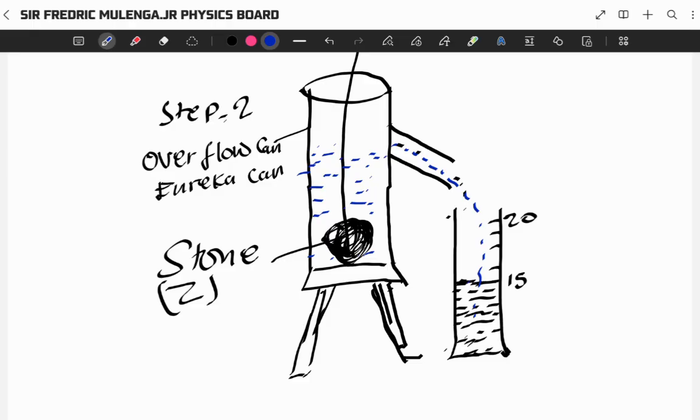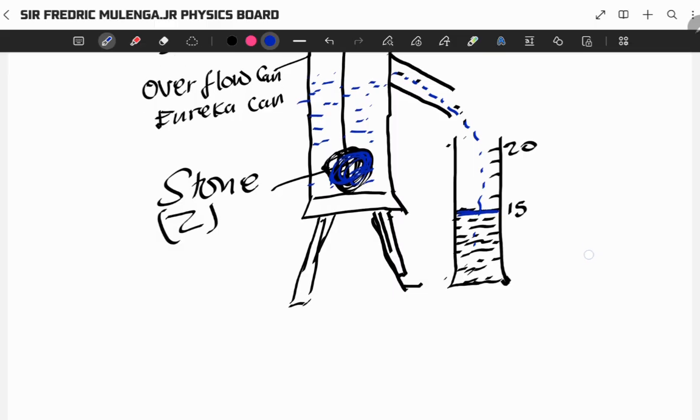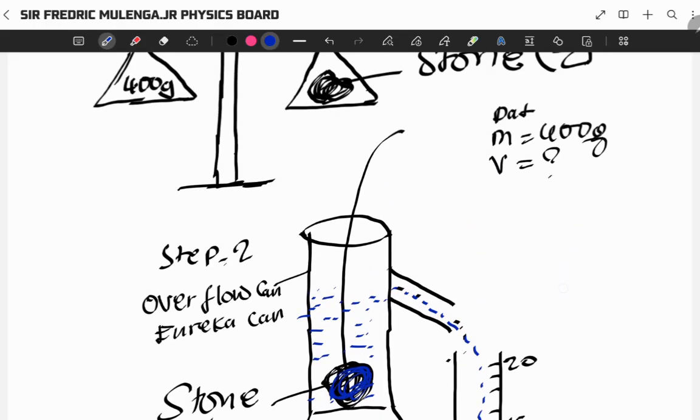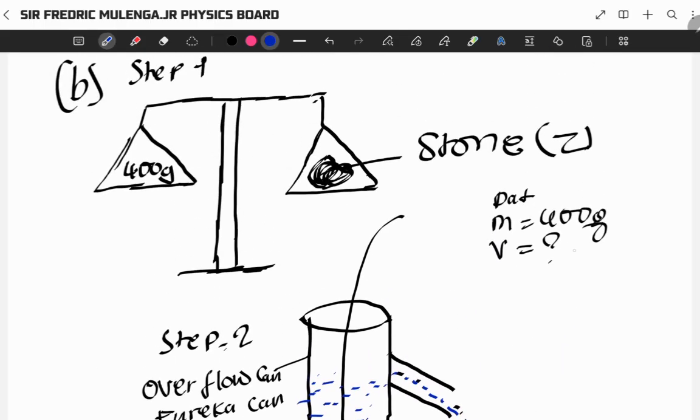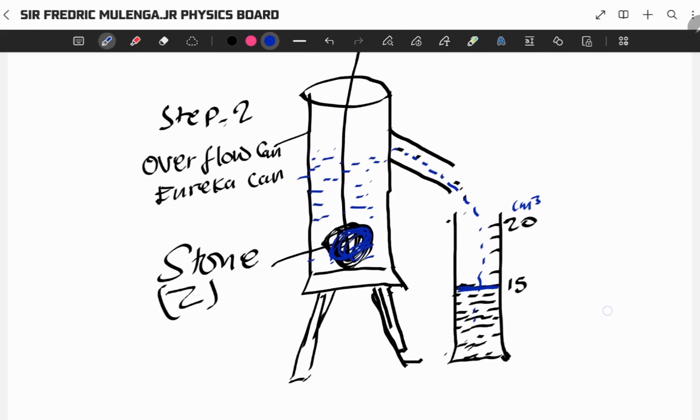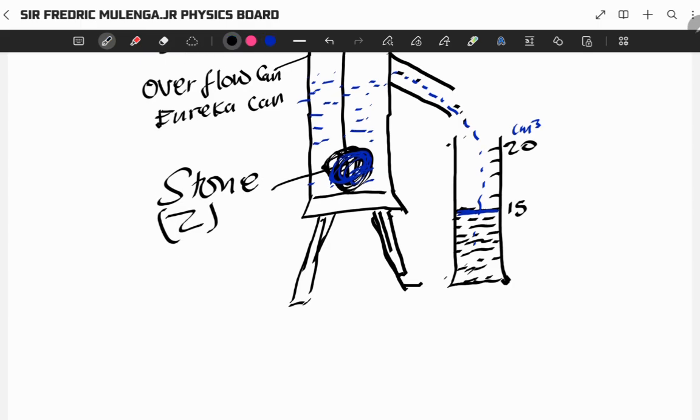So you wait for it to stop dripping and you pick the volume of this water. So the volume of this water is equal to the volume of this stone inside here. So the volume of the stone is the water displaced in the cylinder. And so on our data, the volume of the stone is just 15 centimeter cubic. Okay, 15 centimeter cubic. Then we can go ahead and solve for density. So density is just mass over volume.